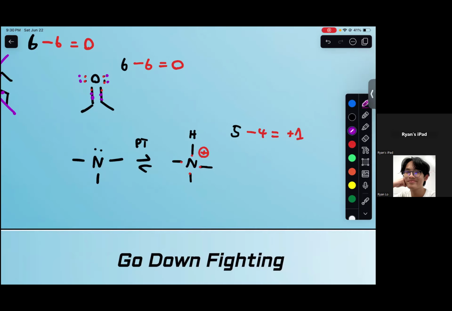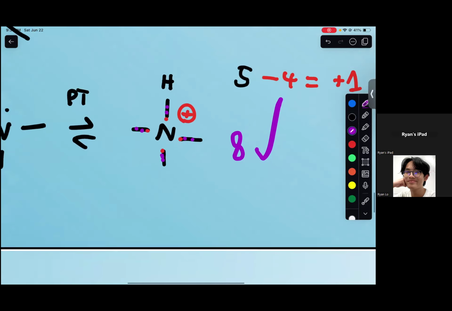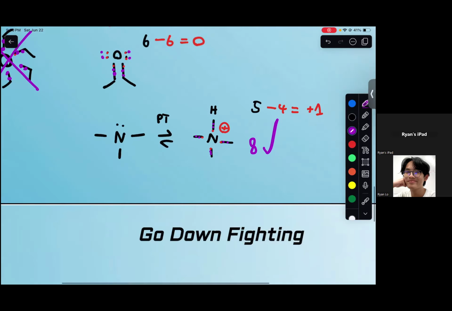Now let's do the octet rule counting. 1, 2, 3, 4, 5, 6, 7, 8. Aha, it's 8 exactly. So it checks the octet rule. So this is legal. This is a legal structure you can draw. Even though there are some changes in the formal charge, you still have to obey the octet of 8.